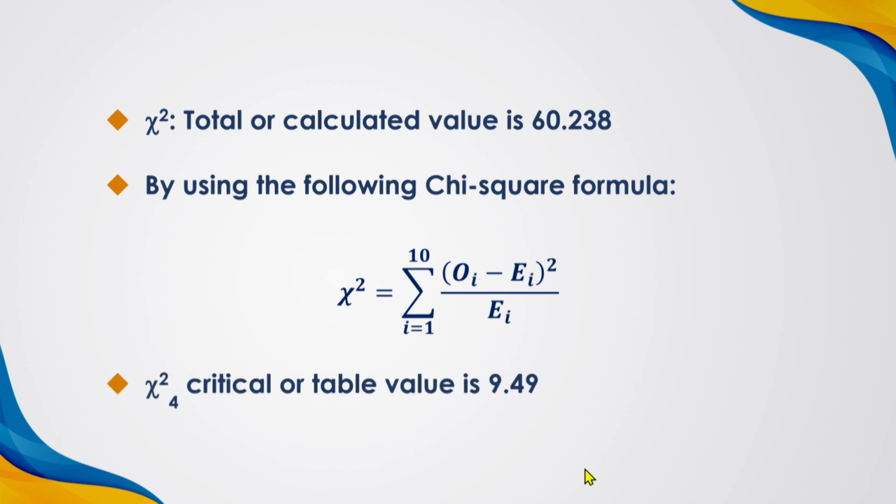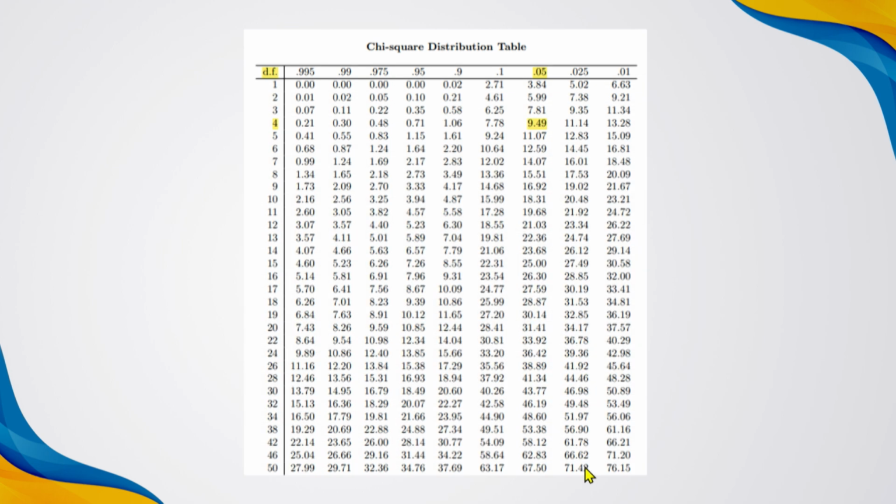The chi-square critical or table value is 9.49. Earlier you calculated our degrees of freedom as (number of rows minus 1) into (number of columns minus 1), that is (3 minus 1) into (3 minus 1), and the value is 4. So for chi-square with 4 degrees of freedom at 5% level of significance, you got the table value as 9.49. You can go to the table here and see how you have been working. You can see the degrees of freedom here, and you go for 4 degrees of freedom and the 5% level of significance, and you obtain the value 9.49, which is your chi-square critical value.